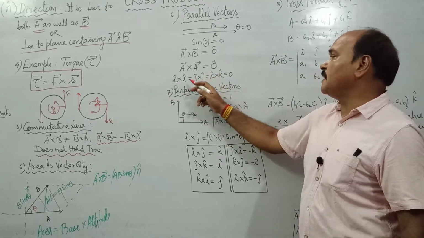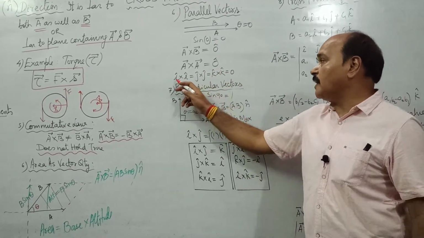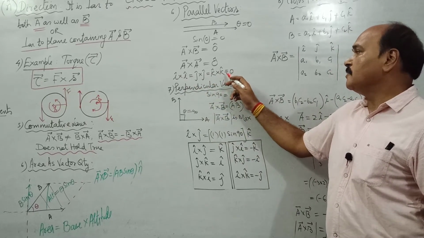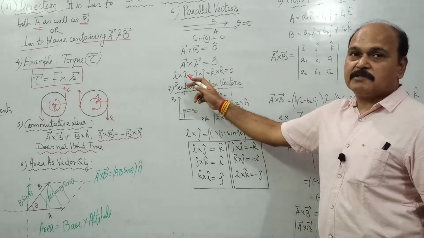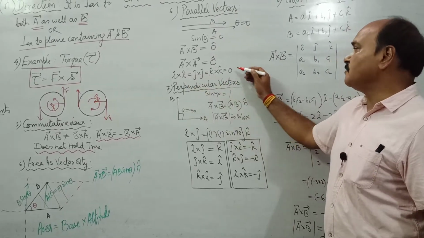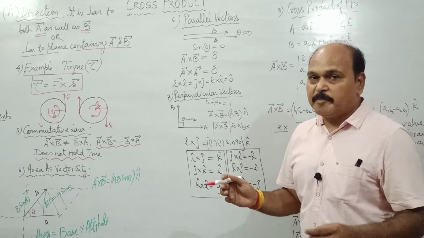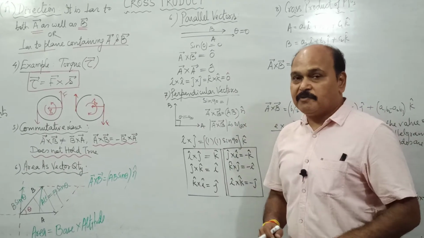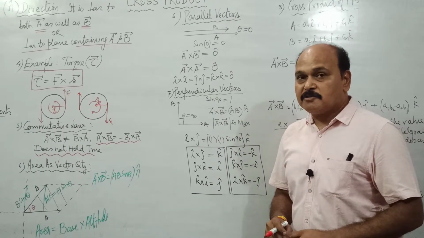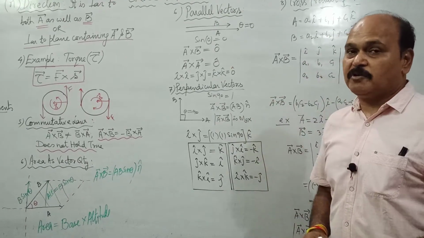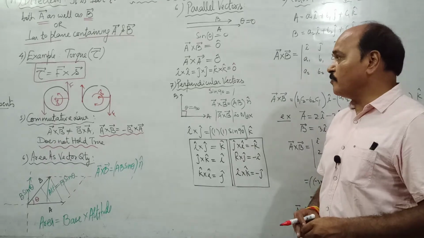What is I cross I? I, J, K unit vectors. If we cross product I with I, J with J, K with K, all these are what? Parallel vectors. Therefore, their cross product is going to yield as what? 0 vector, that is null vector. The magnitude of cross product of vector with itself is 0. Magnitude of cross product of parallel vectors is 0 because sine theta is 0.